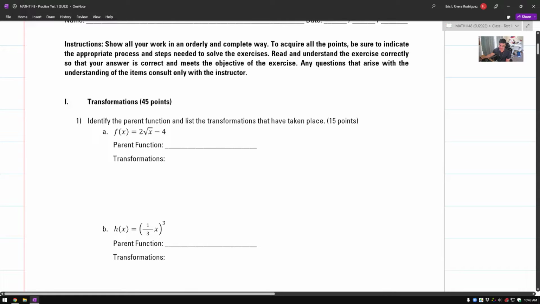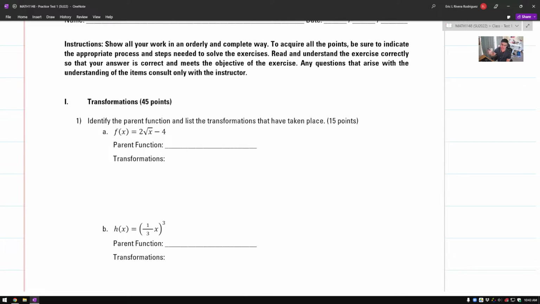So we have about an hour and 20 minutes to continue working with the practice. Just let me know which ones you want to go over.